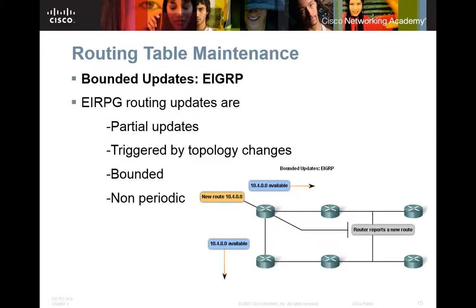Bounded updates or EIGRPs, where they send partial information. It's not periodic, it just sends it when it wants to. Only when a new topology is entered. So this would be Cole's idea of fun. He would hope that everything's EIGRP so you would never notice.